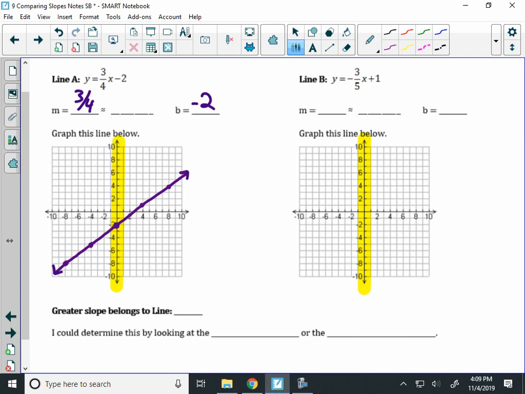I'm going to do the same thing in graph B. All right, we'll compare the slopes in a minute once they're graphed. So the slope is -3/5, and the y-intercept is 1. So this time I start at 1, and I'm going to go down 3 for a negative slope, right 5.